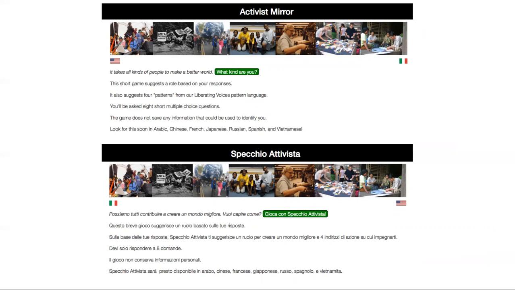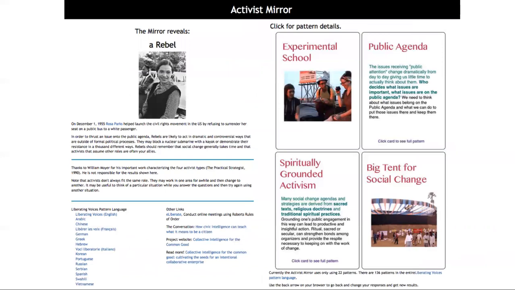And it goes through and you answer these 8 questions, and then it says, here's what type of pattern you are. It reveals you to be a rebel. Like maybe 10% of us are rebels. I don't really know the numbers. And then it comes up with 4 patterns that the game, or we, think you might be interested in: experimental school, public agenda, spiritually grounded activism, and the big tent for social change.